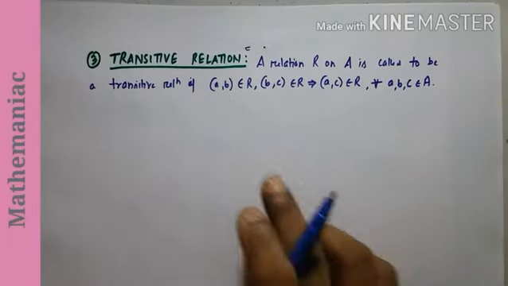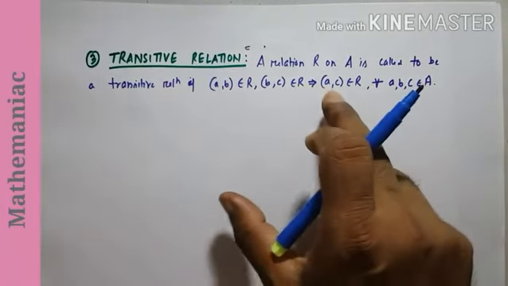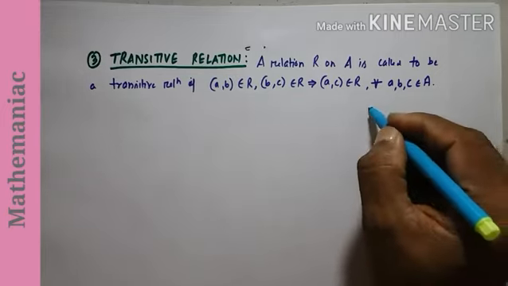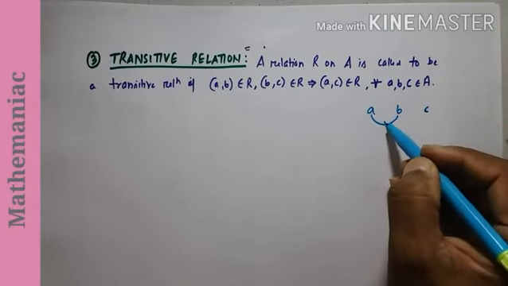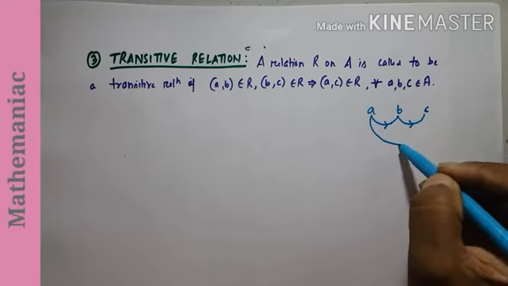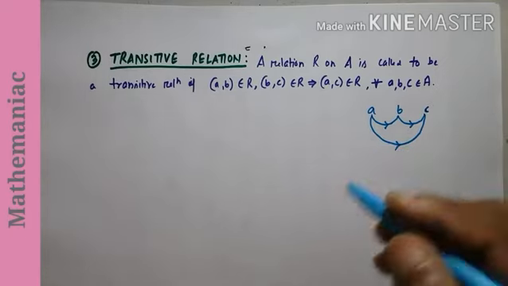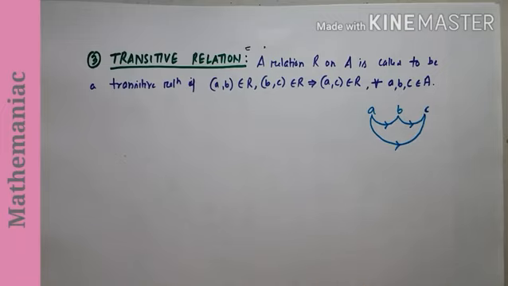Whenever A is related to B and B is related to C, then A should also be related to C. In what way? That we'll see in the criteria. I'll just try to draw a rough figure. Say this is A, this is B, this is C. If A is related to B and B is related to C, then there should be a relation from A to C. That means A should be related to C with the same criteria. Then we say that this is a transitive relation, right?